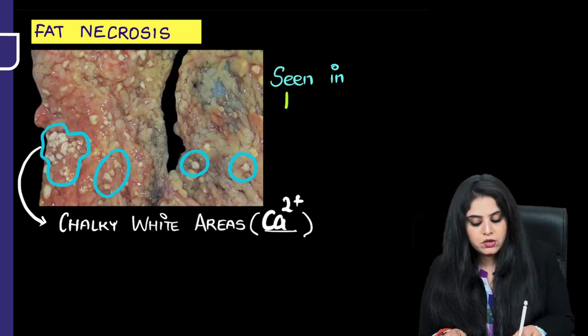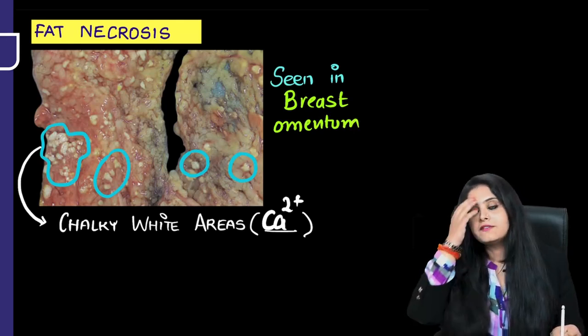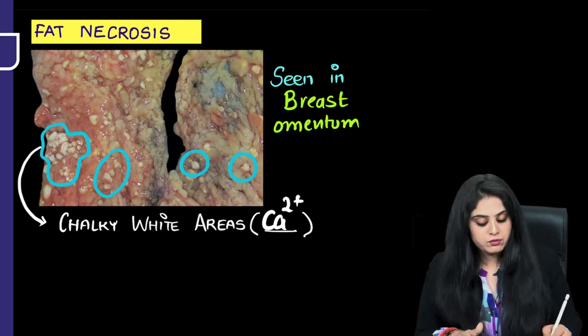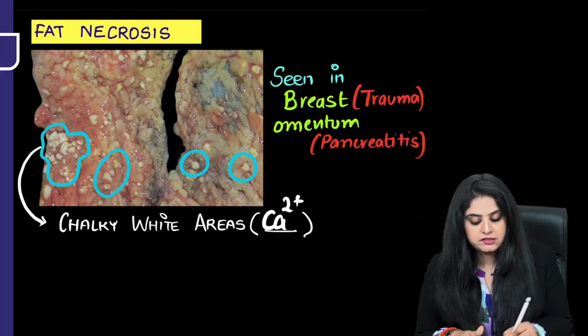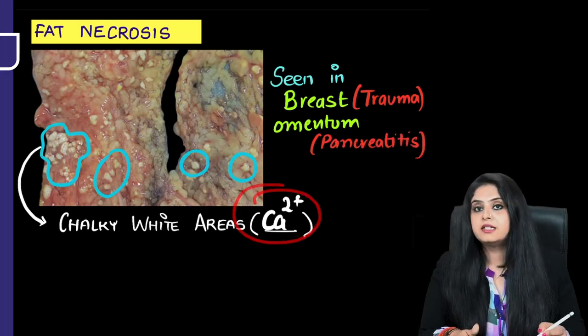And where do you see it? In all the fatty organs. For example, breast has a lot of fat, omentum has a lot of fat. So all the fatty organs are definitely going to show you this. Why would breast show you? Whenever there is a case of trauma. Why will omentum show you? Whenever there is a case of acute pancreatitis. I hope you remember their entire pathogenesis and how in the end calcium is getting deposited.